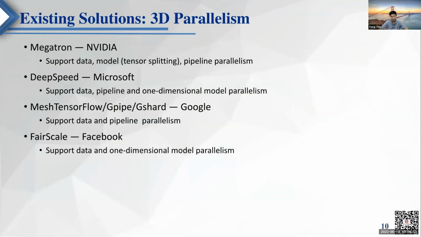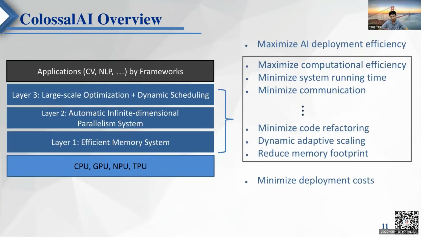Let me also briefly review the existing solutions, because now it's a hot topic. There are also some solutions from industry, for example NVIDIA's Megatron, Microsoft's DeepSpeed, Google's GPipe and GShard, and Facebook's FairScale. Let me briefly give you this background, and later I will introduce why Colossal-AI is unique.